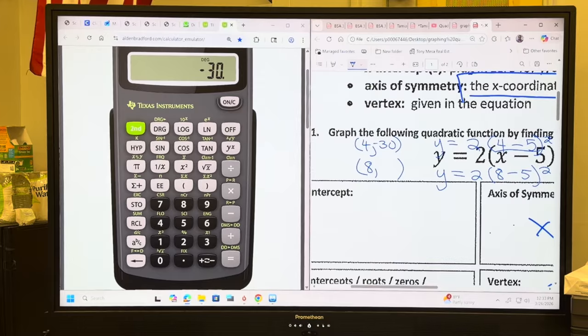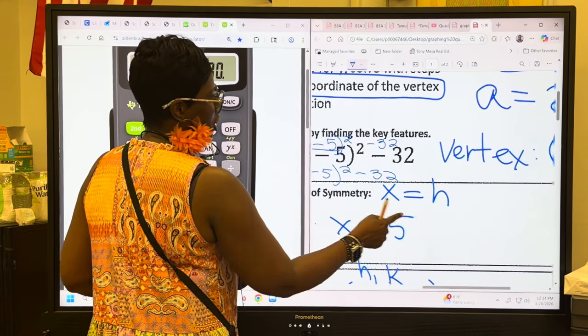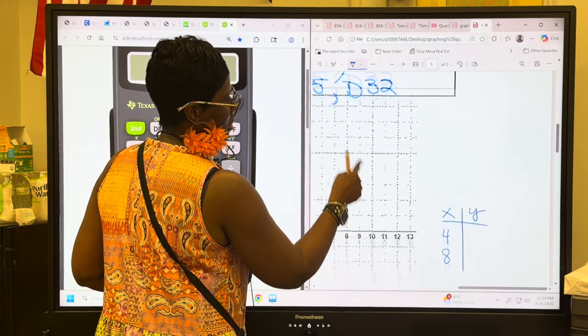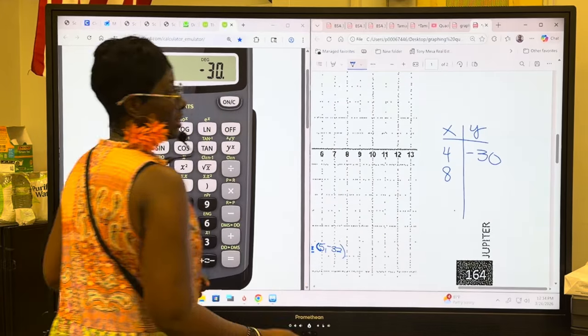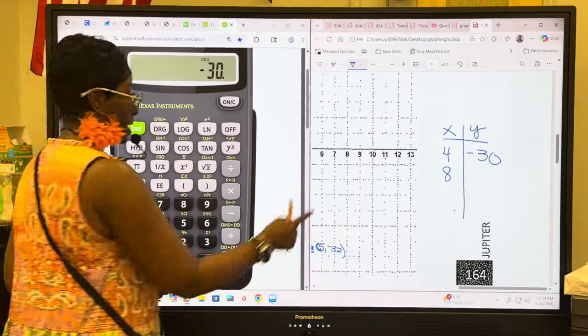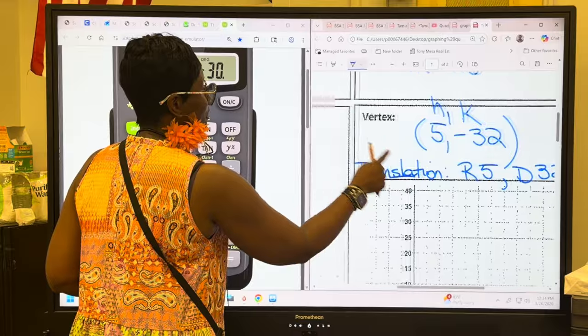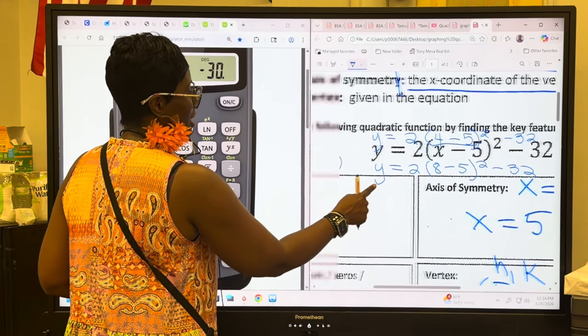Does everybody see what I'm doing? Yes. I am actually using a table to help me graph. Does that make sense? Yes? All right. So over here on my T-chart, it's going to be (4, -30). Everybody following? Yes? All right. Now let's go back and do our second one.